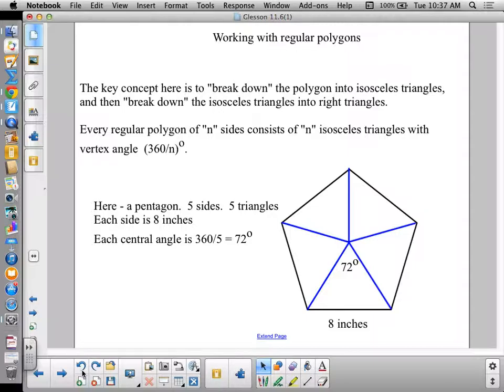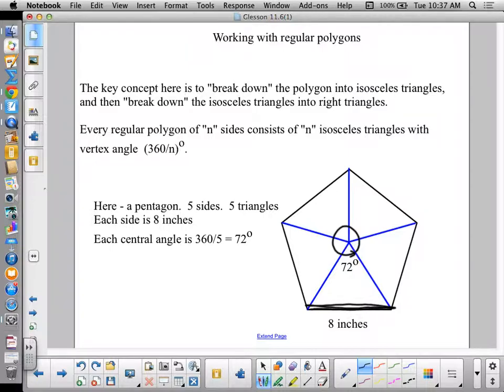And we've talked about this before. I know if I go all the way around this circle, that's 360 degrees. There are 5 angles, breaking that circle into 5 angles, all of them the same. So 360 divided by 5 is 72. That's where my formula comes from. I'm also told that the length of one side of this pentagon is 8 inches.